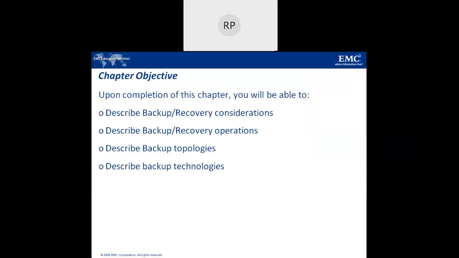Now, in this chapter, we are going to discuss what is backup and what is recovery, the different considerations while choosing backup and recovery methods, and then we are going to describe how backup and recovery operations work, describe the backup topologies, then we are going to discuss different backup technologies. These are all things we are going to discuss in this chapter.